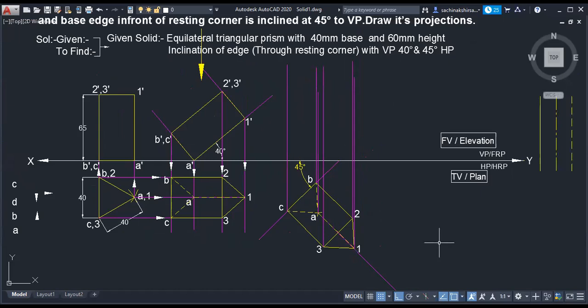Then horizontal projection lines. How many horizontal lines are coming? Just check. Three will come. Only three, or is one along the XY line? One is along the XY line. Okay, so a little complicated now. Are you observing the screen?